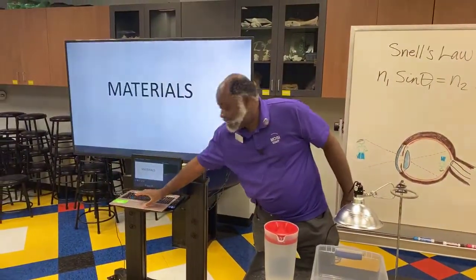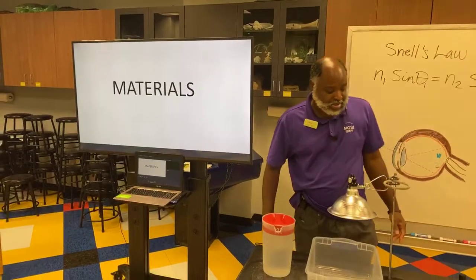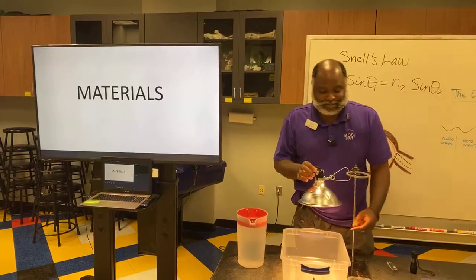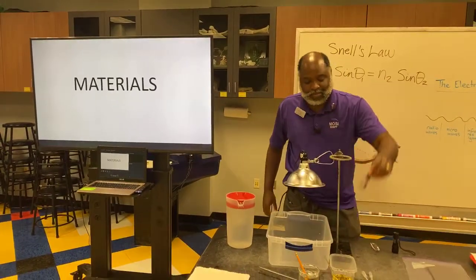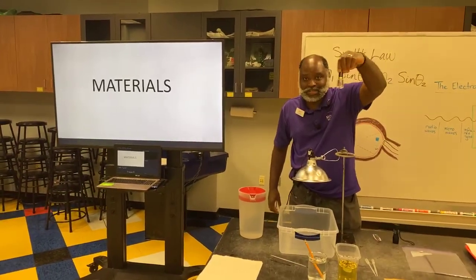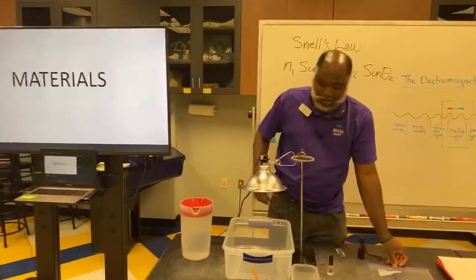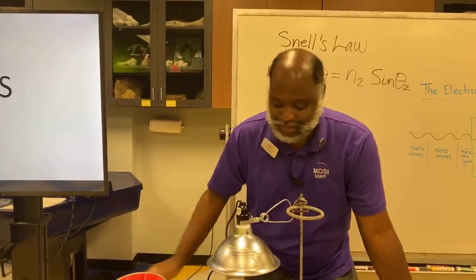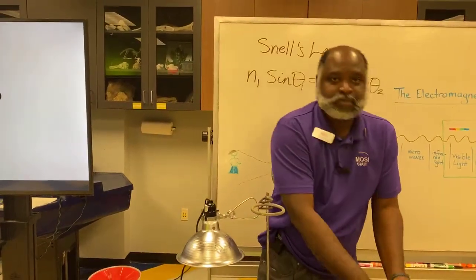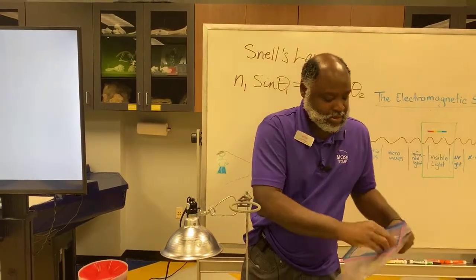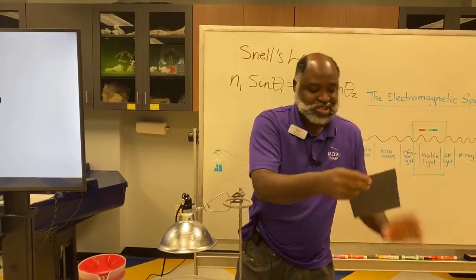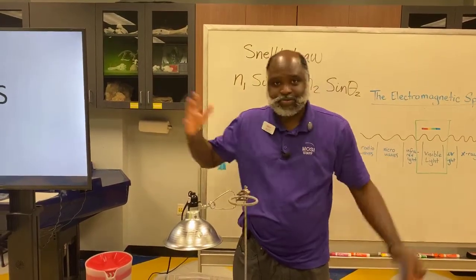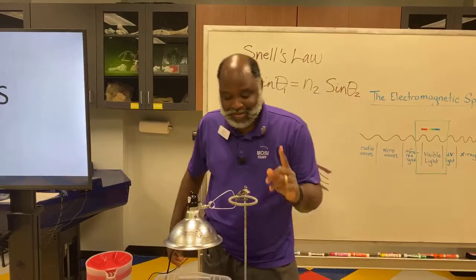So, are we ready? Let's look at what we need. You need a nice, kind of intense light, clear nail polish, water, and some black construction paper. Okay? Now, why do we need all these materials? Great question. Let me answer it for you.